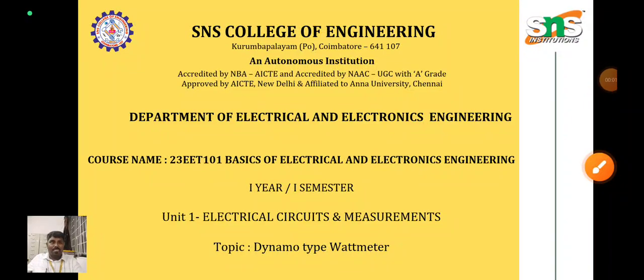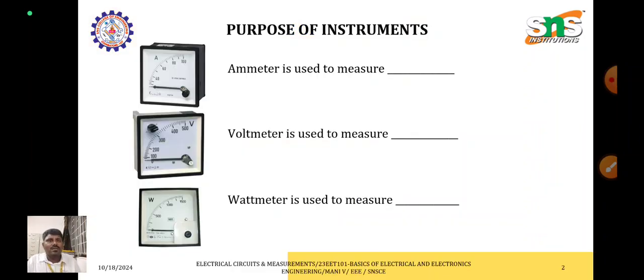Hi everyone, welcome back. Today we are going to see about the electro-dynamo type wattmeter. The purpose of instruments: an ammeter is used to measure current, a voltmeter is used to measure voltage, and a wattmeter is used to measure power. So here we are using the wattmeter for the measurement of power.